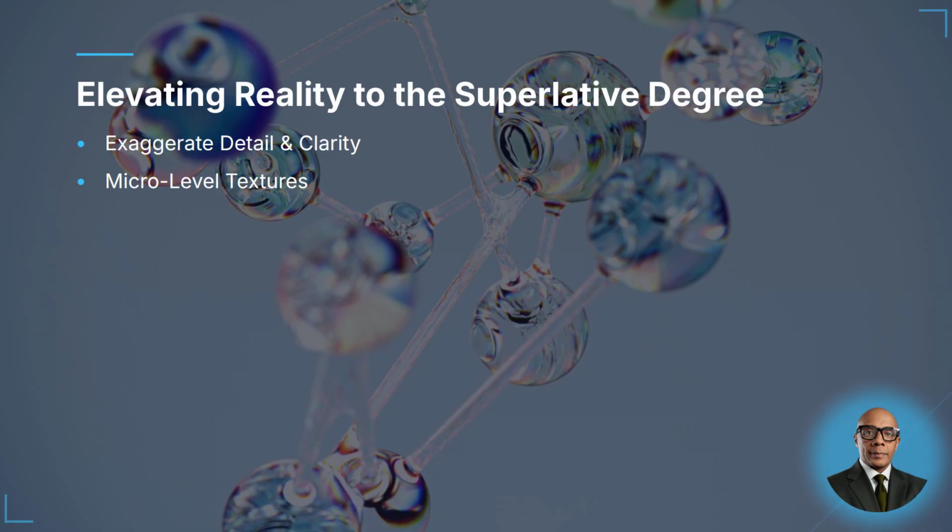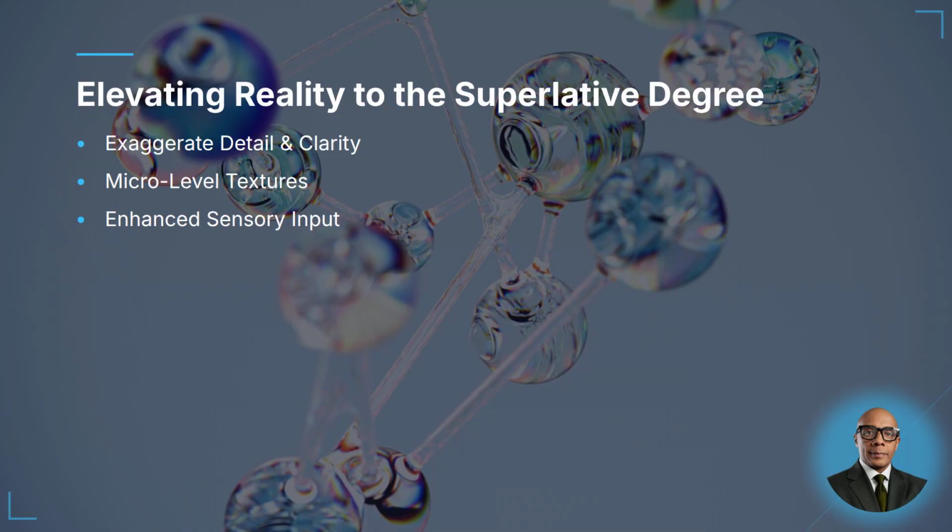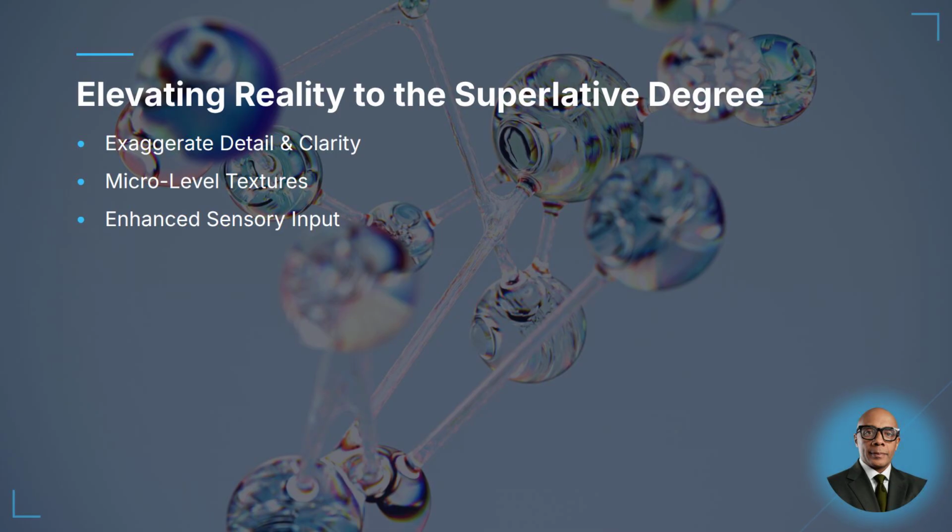We're thinking about the way light refracts through a single drop of water, the subtle fuzz on a peach, or the microscopic fibers of a fabric. It's reality, but more. It's almost like looking through a powerful microscope at an everyday object, revealing astonishing complexity. This is where you push Gemini to render details that often go unnoticed in real life, making the ordinary extraordinary. Get ready to obsess over every pixel.